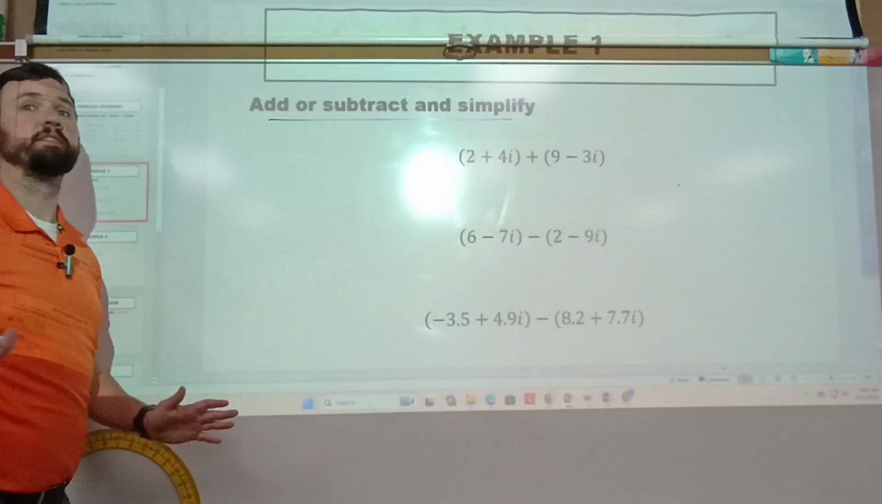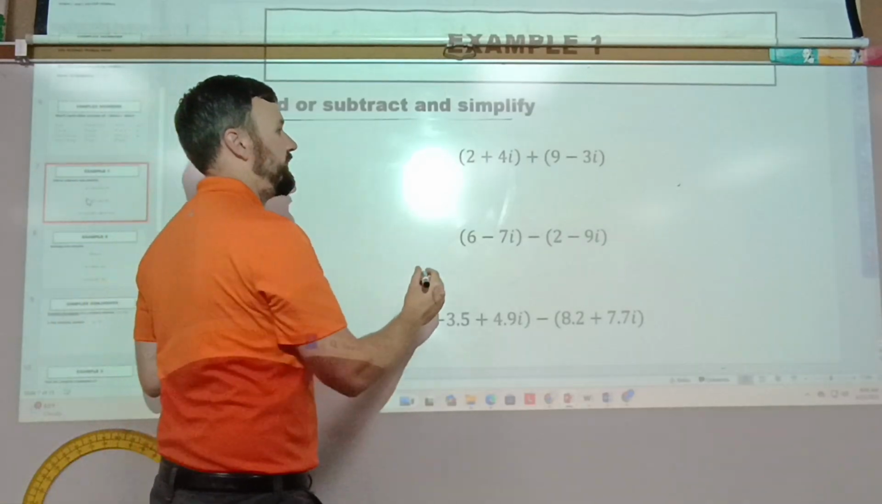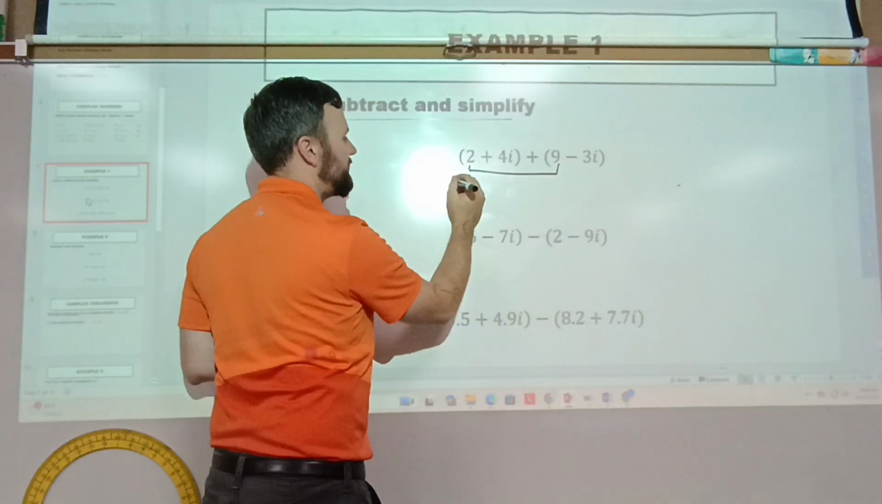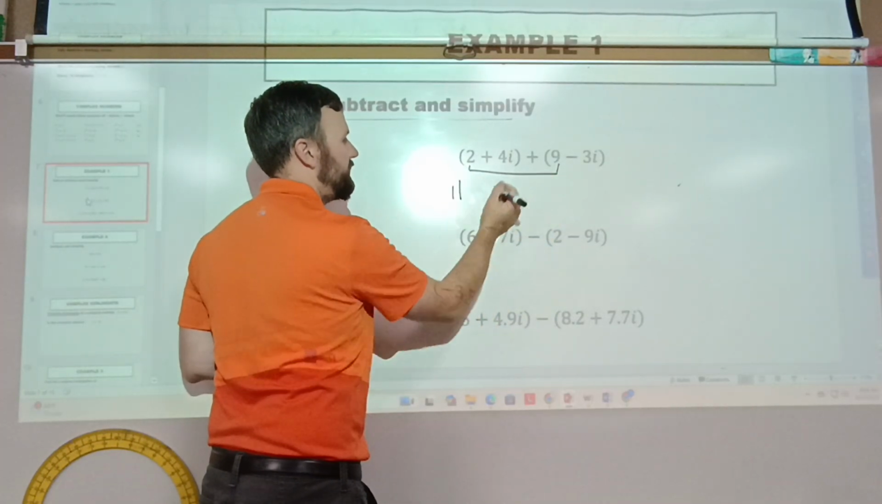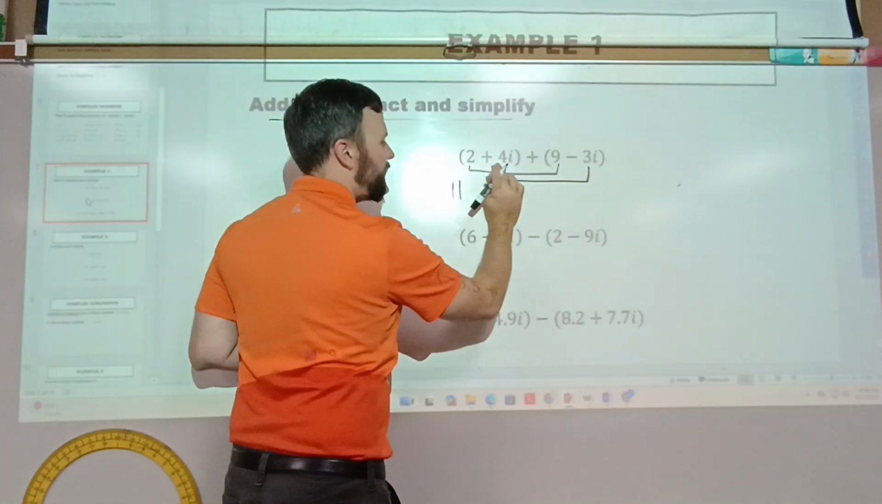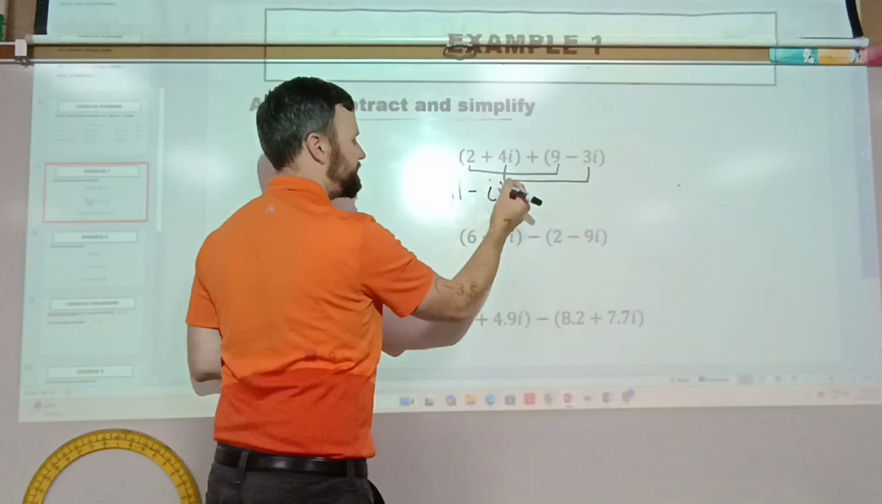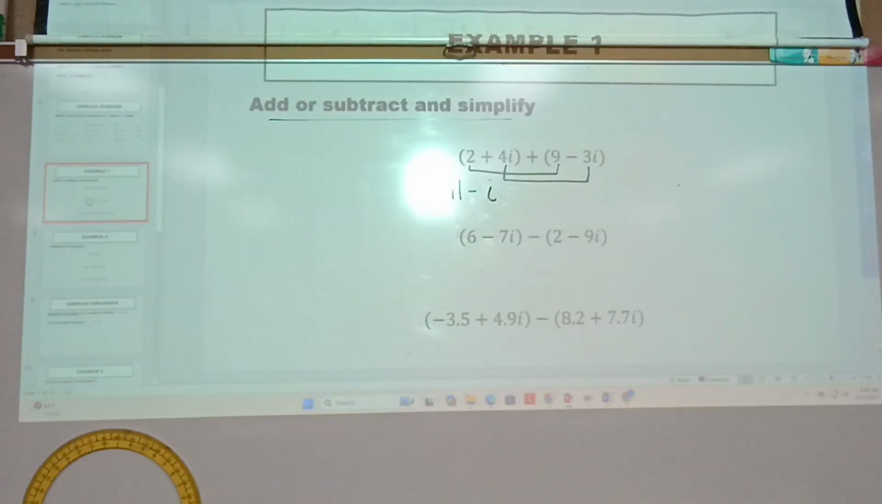I know it says complex, but it doesn't have to be. Combine your like terms. 2 plus 9 is 11. 4 minus 3 is 1. You're done. Treat it like an x.